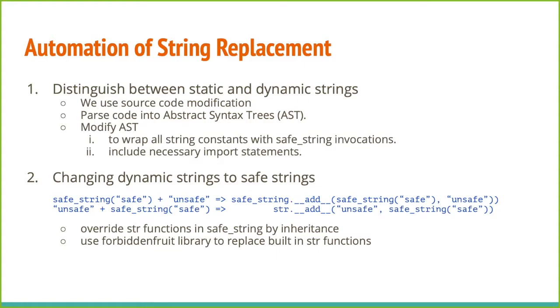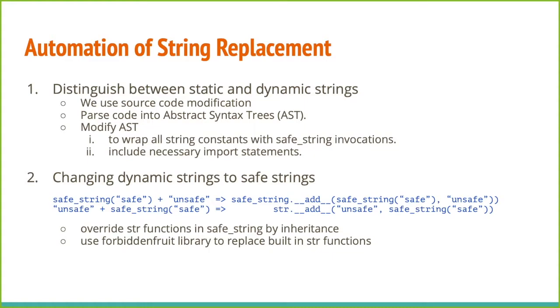For the automatic string replacement, we had two main concerns. Firstly, the distinction between static and dynamic strings. For static strings, we perform source code modification by parsing the code recursively into its abstract syntax tree. We then extracted all string constants from the tree and wrapped them with safe string invocations. For dynamic strings to safe strings conversion, we basically used overriding of functions from the inherited str class.